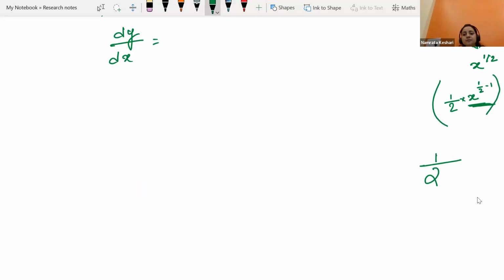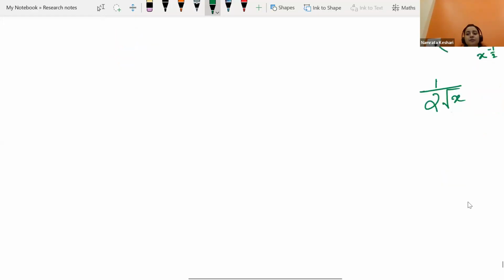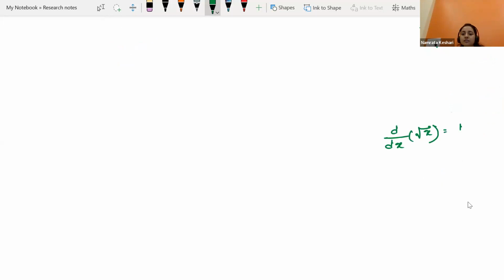1 by root x. Exactly. So can we say it is nothing but 1 by 2 root x? Yes, ma'am. Here x to the power 1 by 2 minus 1 is x to the power minus 1 by 2. That can go in the denominator along with the 2, right? So we realize that d/dx of root x is this.